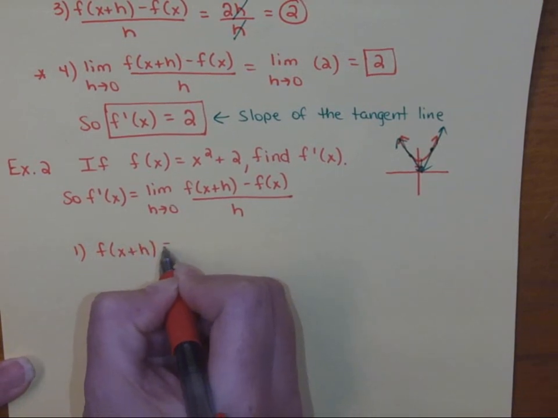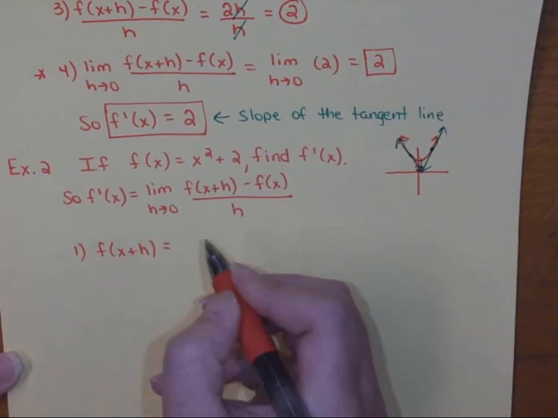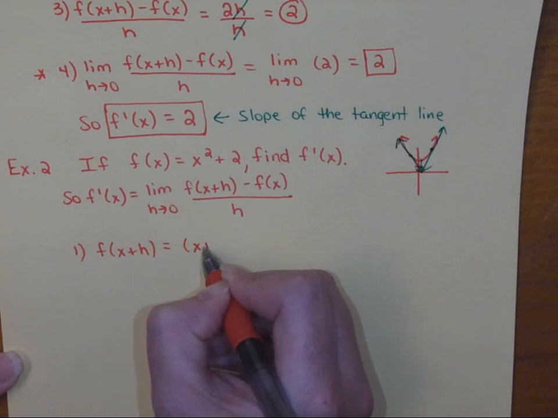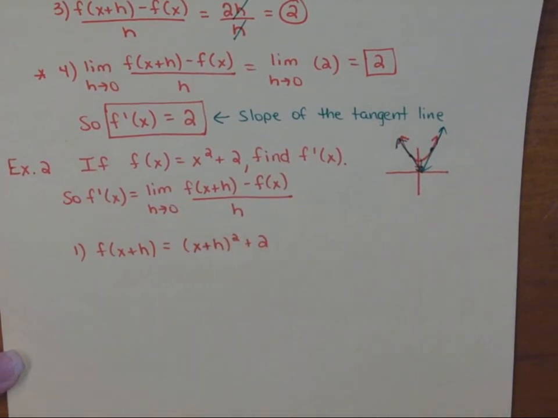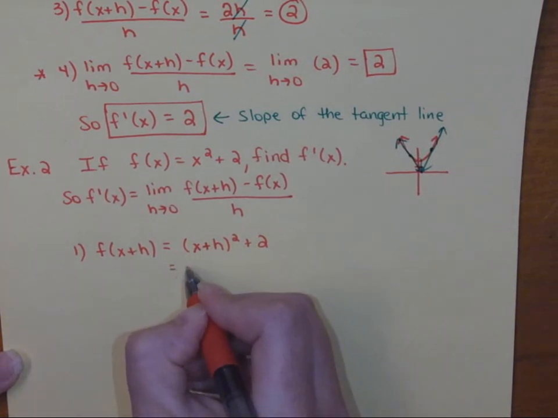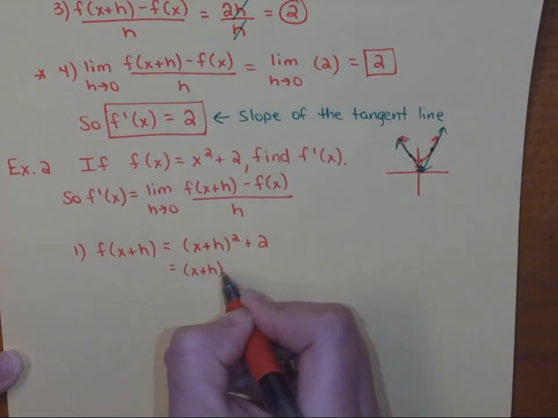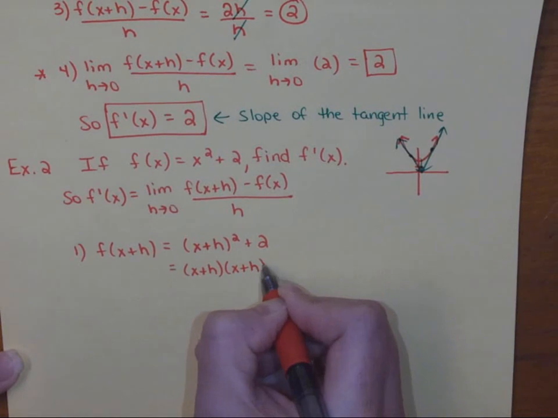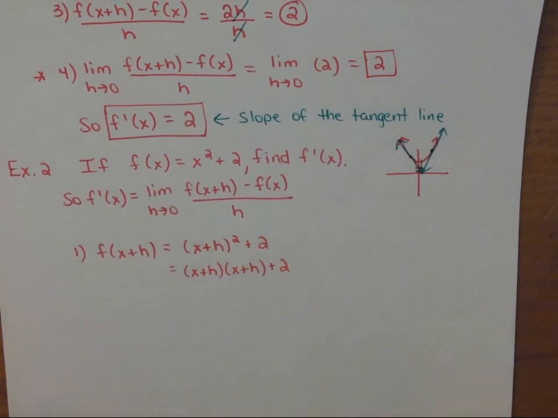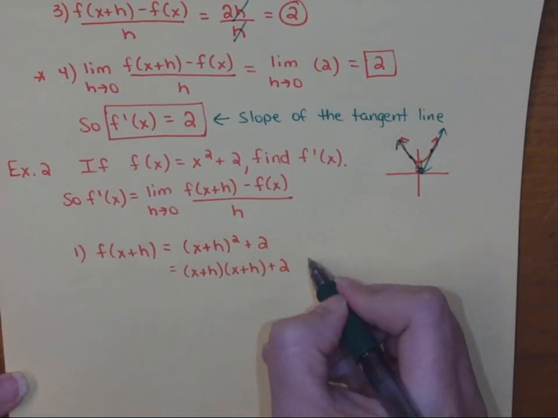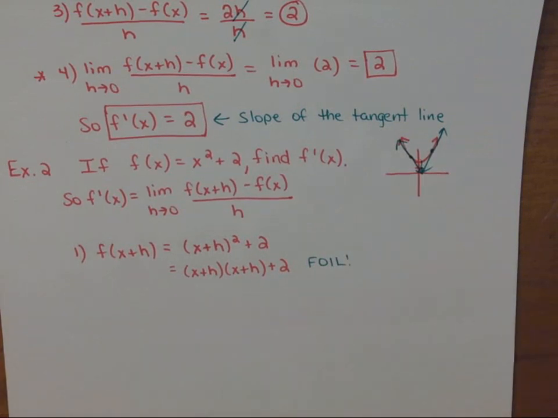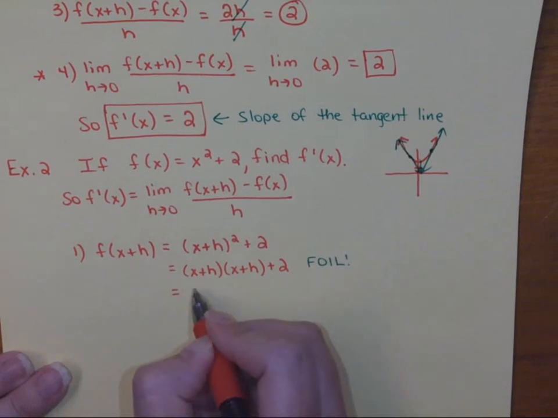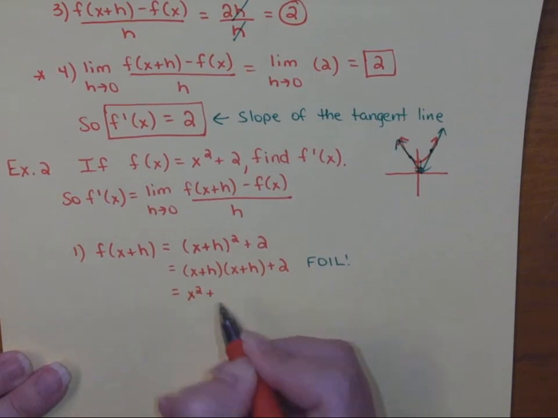So first we'll start with f of x plus h. This is often the most tedious step of the whole process, because it often involves FOIL and all that good stuff. So we have x plus h times itself, and then plus 2. So remember, we talked about this before. Don't try to distribute the squared. You can't do that when you're adding.